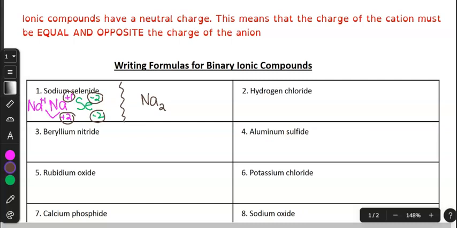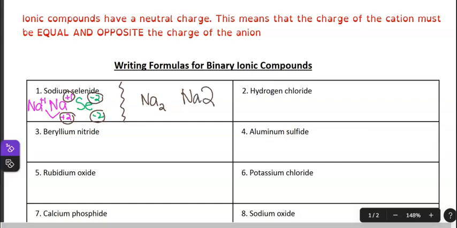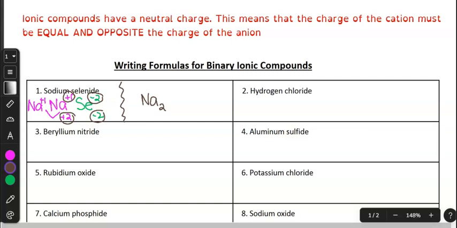So when you guys write these, you have to be sure to be deliberate. Like, I don't want to see Na2 like that; I'm going to mark that wrong. You have to be deliberate and write neatly, and you need to make that 2 a tiny subscript. And then we have only one selenium.